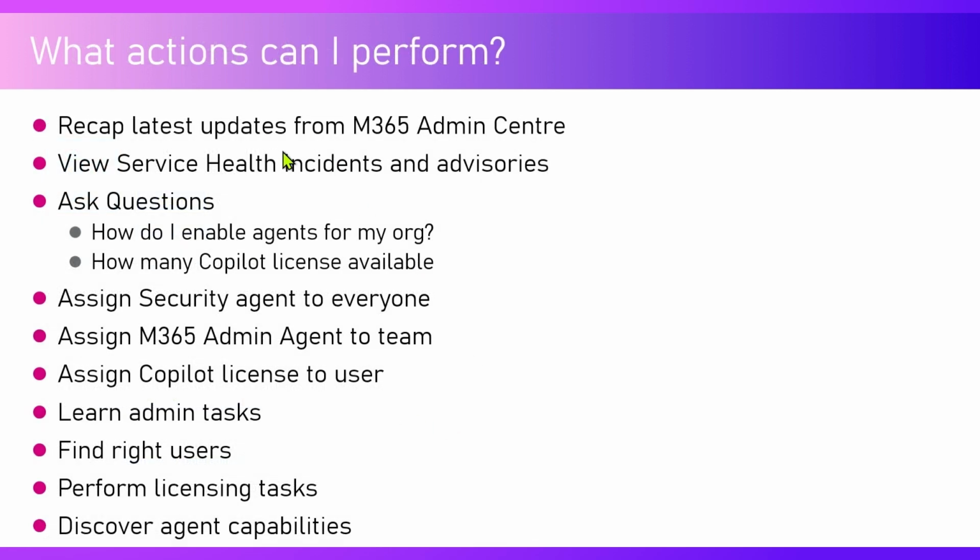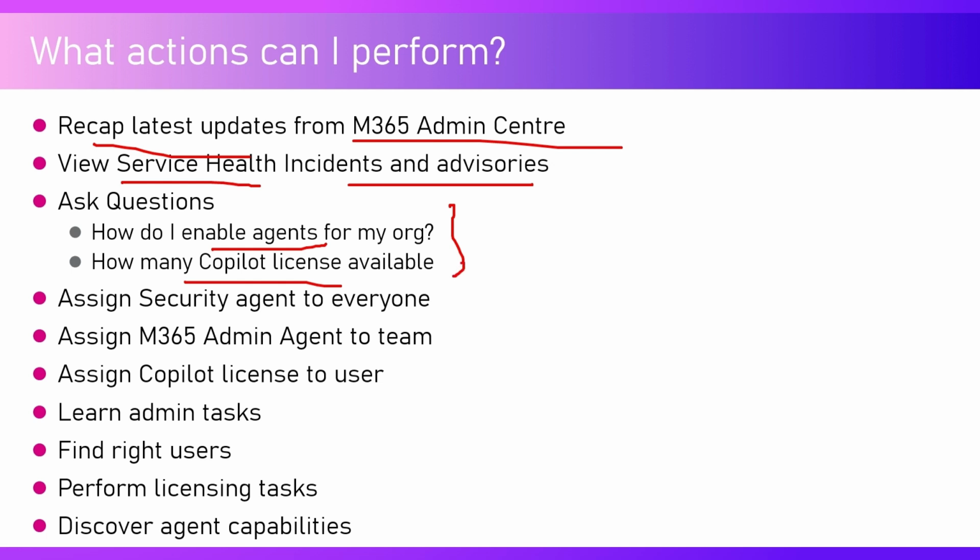Now, what are the actions that you can perform? You can recap the latest updates from M365 Admin Center. You can view the service health, incidents, and advisories. Also, you can ask questions like, how do I enable agents for my organization, or how many Copilot licenses are available? So anything related to administrative activities like assignment of an agent to a user, enabling of the agents, viewing the service health, viewing the incidents, viewing the advisories.